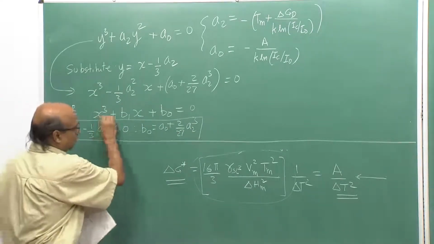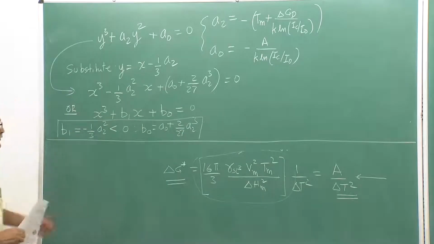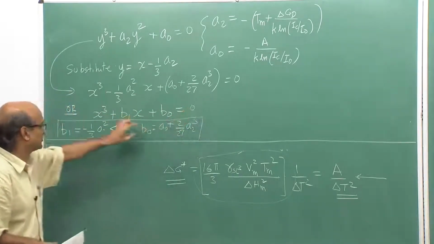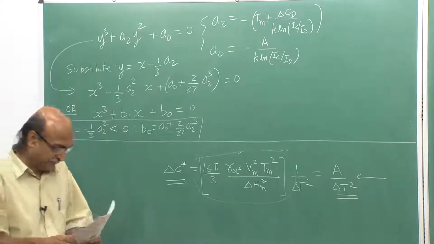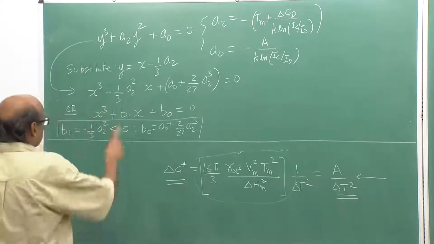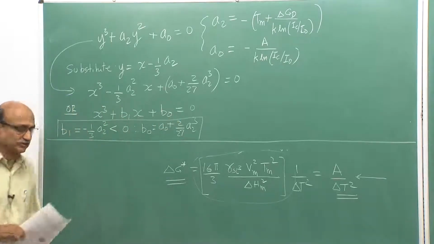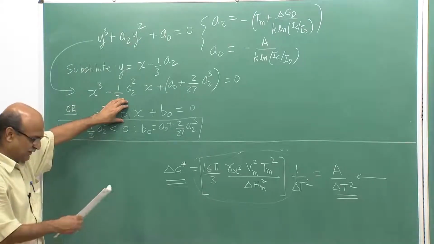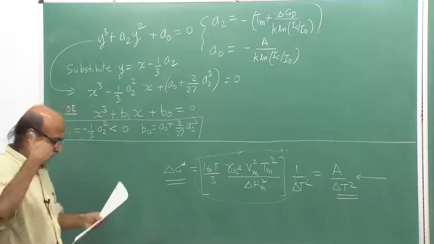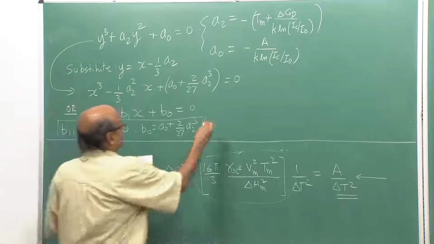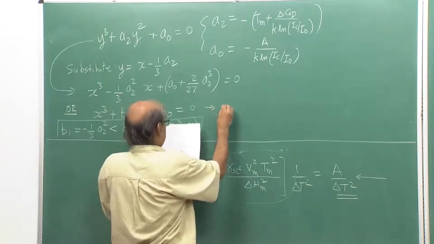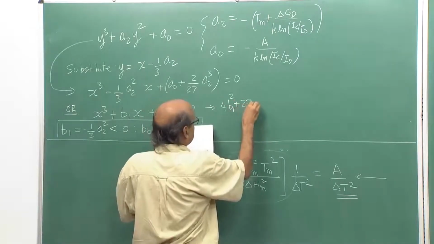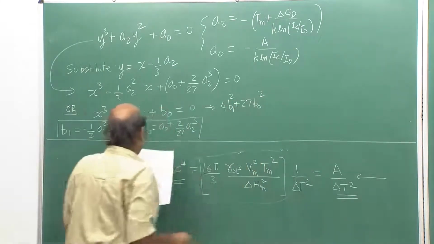This kind of polynomial equation is also called a depressed polynomial because it does not have the square term. And for the solution of this, there are in fact several solutions depending on the sign of b1, depending on what this quantity is, which is 4 b1 cube plus 27 b0 square.